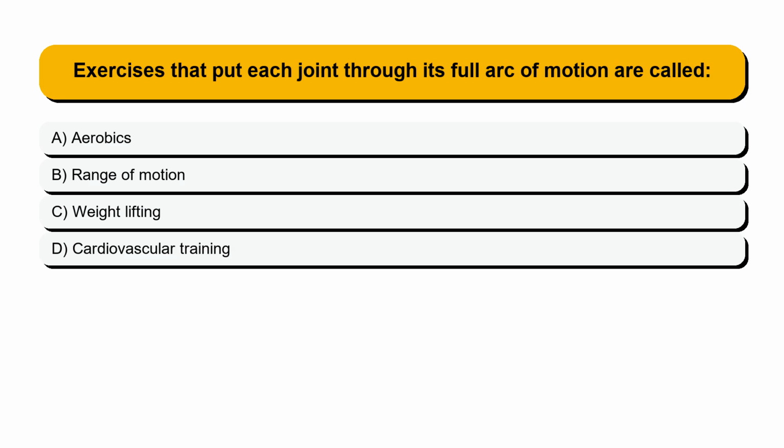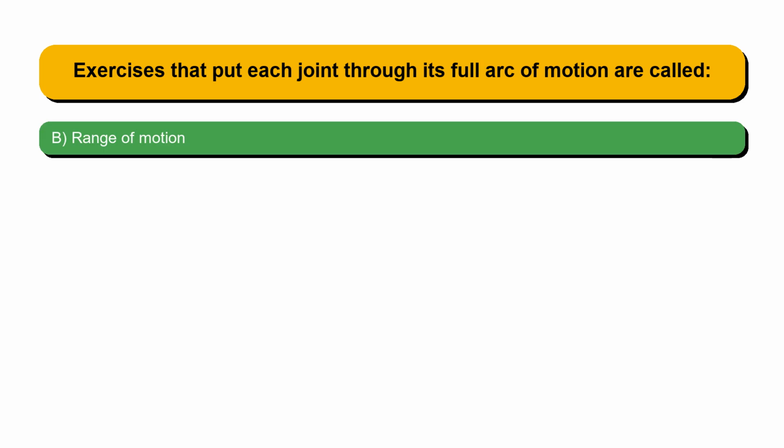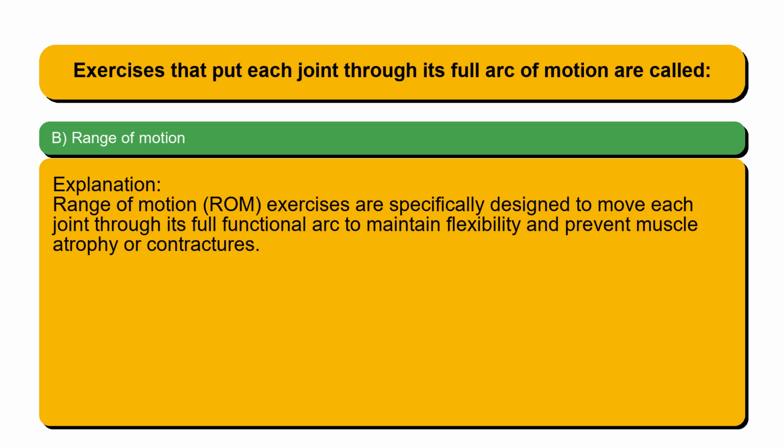Question 24. Exercises that put each joint through its full arc of motion are called. Option A aerobics. Option B range of motion. Option C weight lifting. Option D cardiovascular training. The correct answer is option B range of motion. Range of motion, ROM, exercises are specifically designed to move each joint through its full functional arc to maintain flexibility and prevent muscle atrophy or contractures.